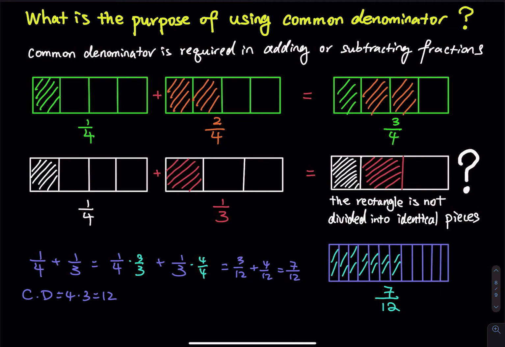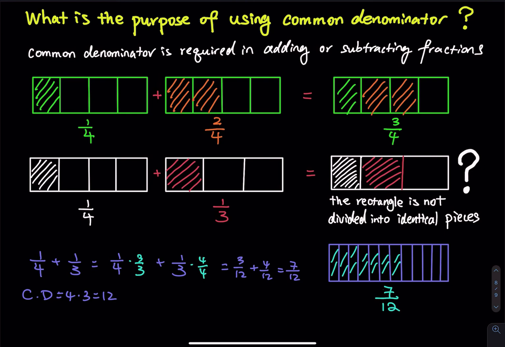The white piece and the red piece are not the same. If you look at the result on the right, the rectangle is not divided into identical pieces. So if you give me 1/4 plus 1/3 without a common denominator, I have no idea what that equals to. I cannot just add the 1, the 1, the 3 and the 4.